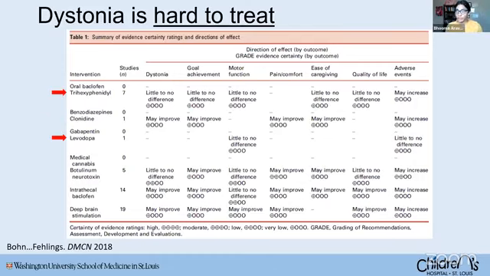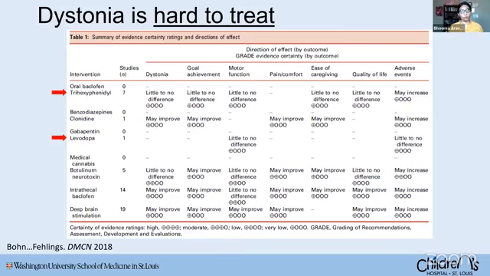And trihexyphenidyl and levodopa, which we tend to think of as mainstays for treatment of dystonia, had little to no effect for dystonia in cerebral palsy. And in particular, trihexyphenidyl not only had little to no effect across multiple studies, including a randomized study, but, as we know, it has a high risk of adverse side effects. So in my practice, I no longer use trihexyphenidyl as a first-line treatment for dystonia.